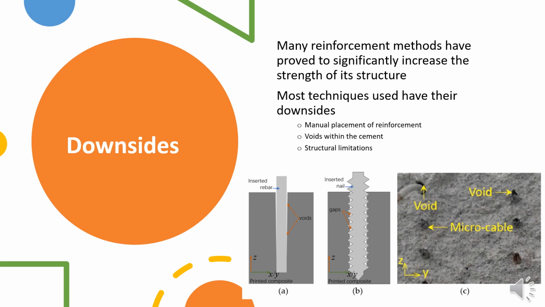As you can see on the bottom right, the insertion of rebar or nails created voids. Even as small as they are, this can have effects on the structure's stability. Another challenge that is found with many of the reinforcement techniques for C3DP is the limit of the structure's complexity. Structures built by C3DP can only be so complex due to the machine's lack of maneuverability, reinforcement, and strength.